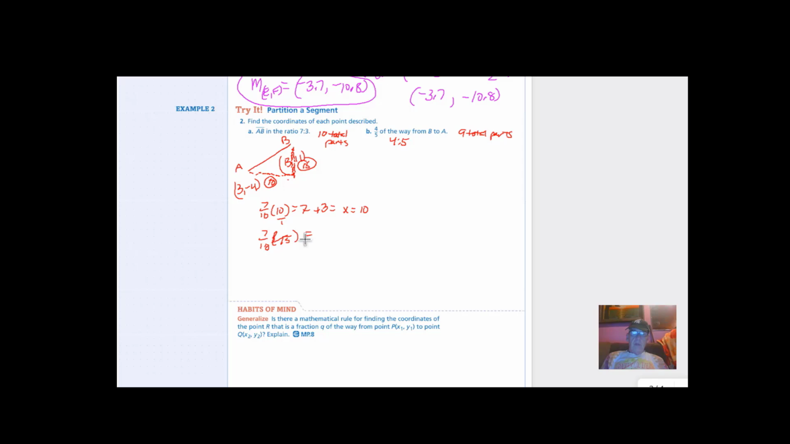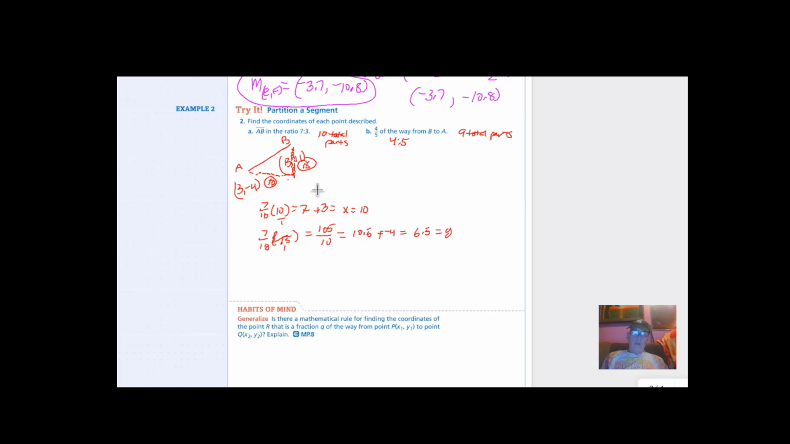Now 7 times 15 is going to be 105, and we have 105 over 10. 10 goes into 105 10 times with half left over, or 0.5, so this is going to be 10.5. So we need to go up 10.5. So from -4 added with 10.5 gives us 6.5. That's going to be our y coordinate.